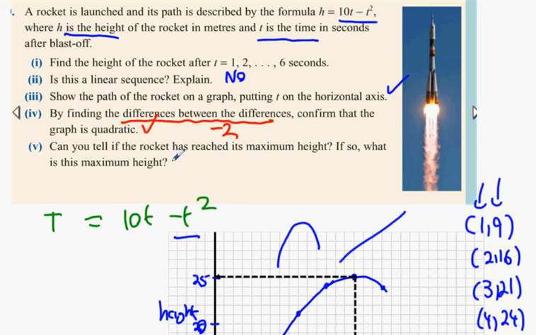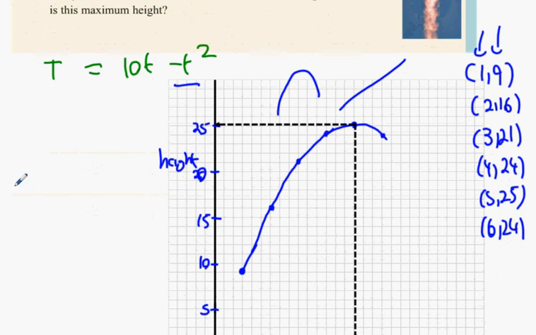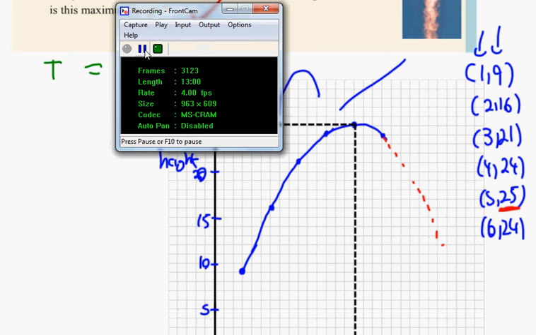It's constant. Can you tell if the rocket has reached its maximum height? The rocket has reached its maximum height because it's gone up to 25, and now it's on its way back down again. So yes, it has reached its maximum height. Okay, guys.